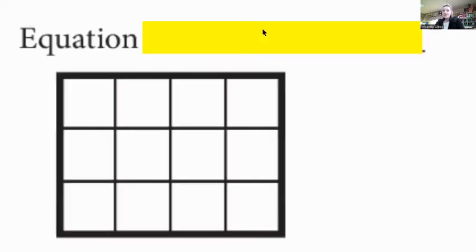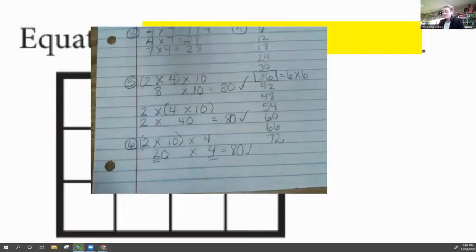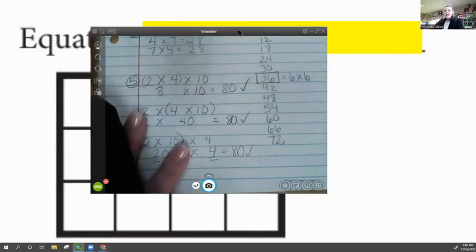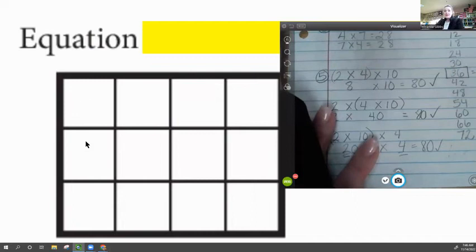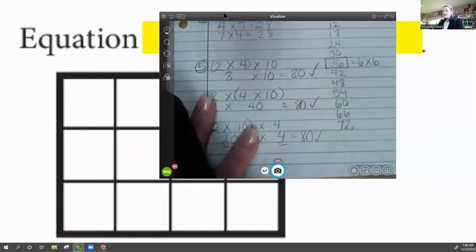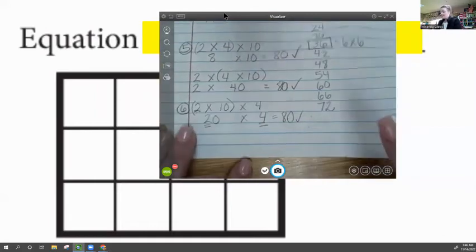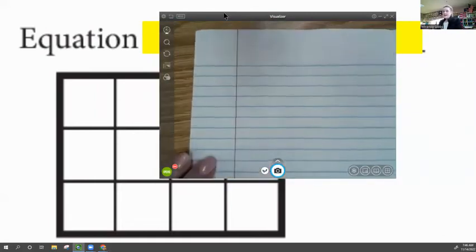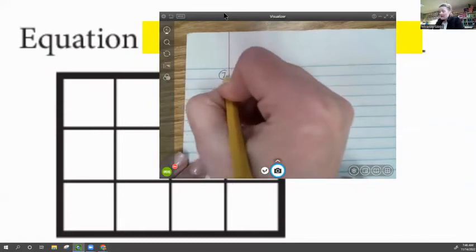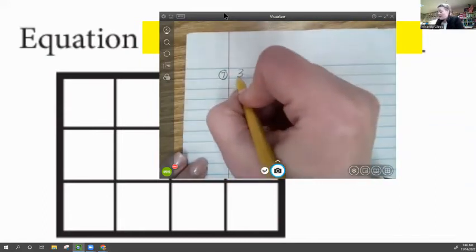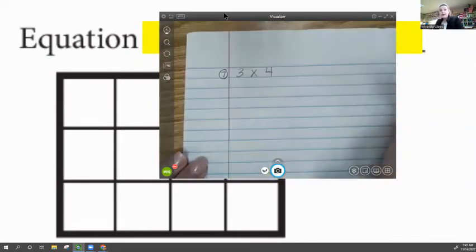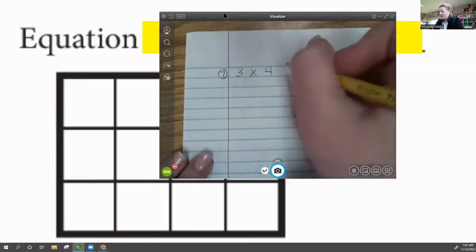Uh-oh. So when I click on my visualizer, I'll be able to bring it up. And I can see that there's 1, 2, 3 down and 4 across. So the equation would be, I'm running out of space, so I'm going to have to flip it over. Number 7. The equation would be 3 times 4, or 3 groups of 4. 3 times 4 is 12.